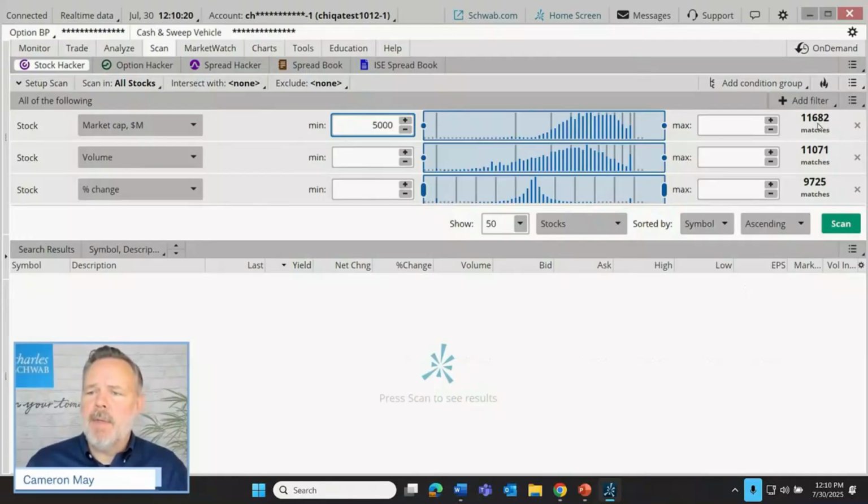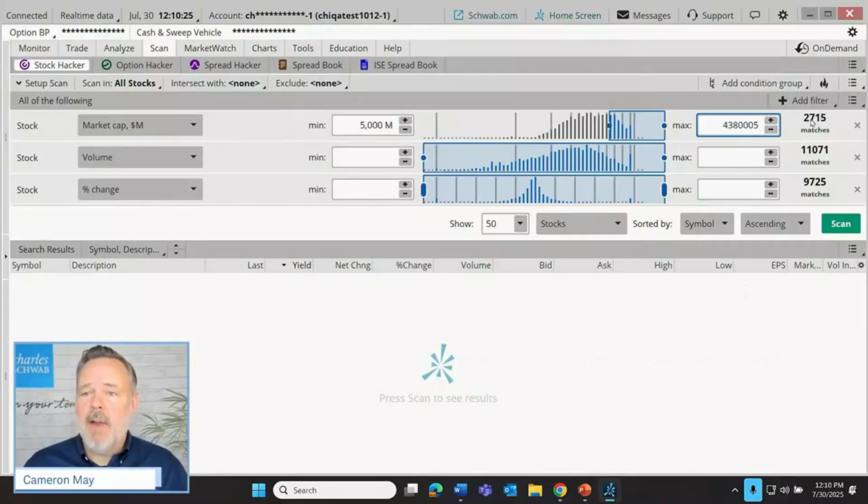Now, out of a potential of nearly 12,000 companies out there, how many are actually $5 billion companies? There are about 2,700, still a good number of companies. But already our scan tool, our stock hacker, is starting to narrow the field of potential candidates according to the metrics, according to the characteristics designated by the investor themselves. So let's narrow that field down further.